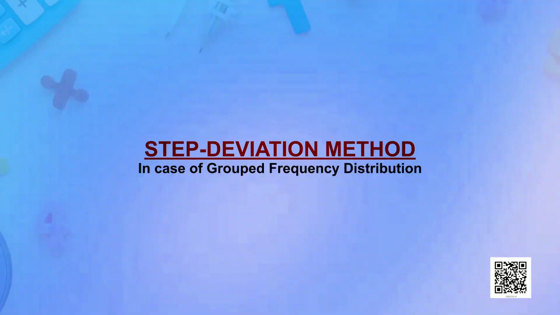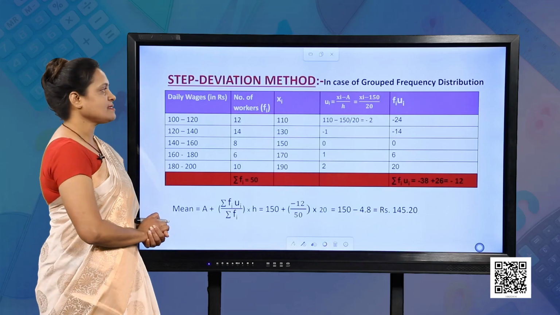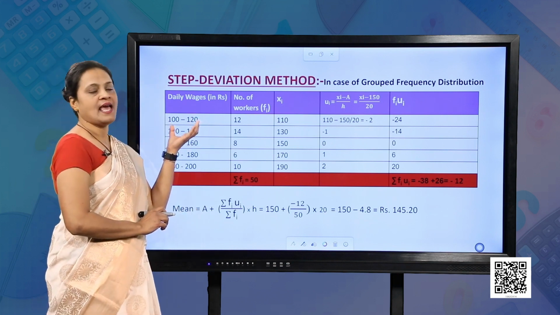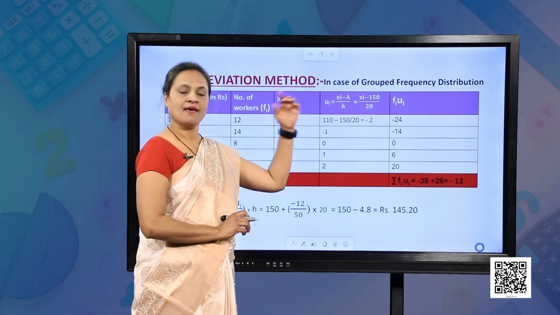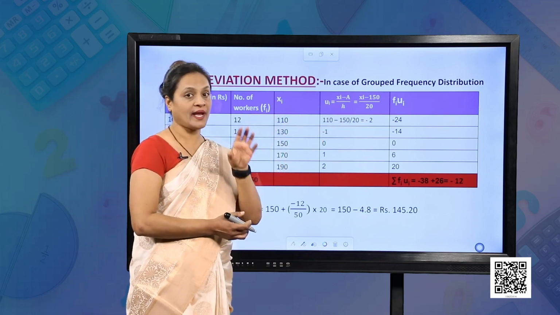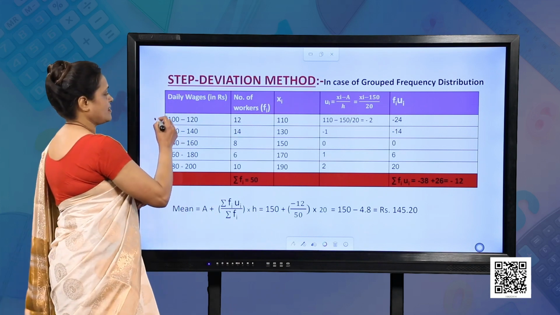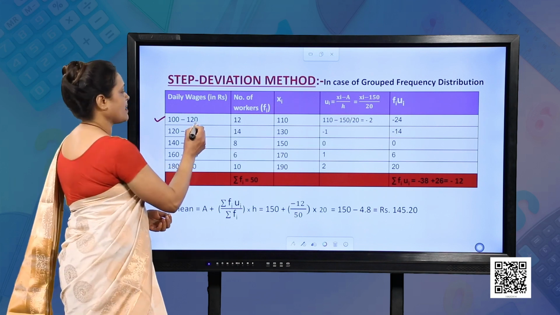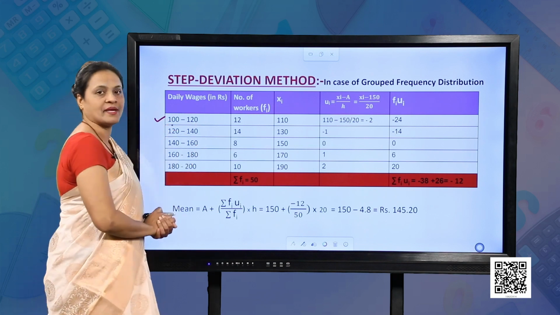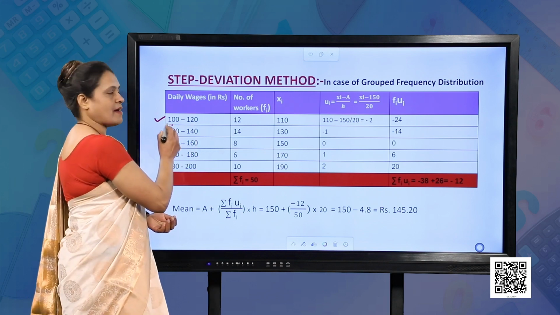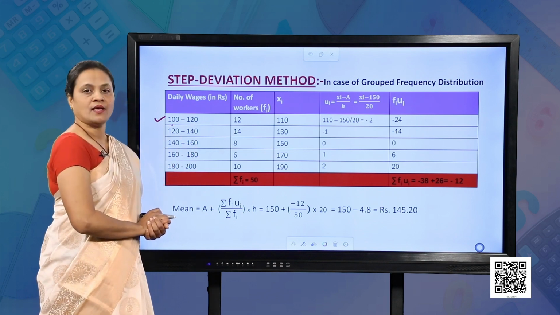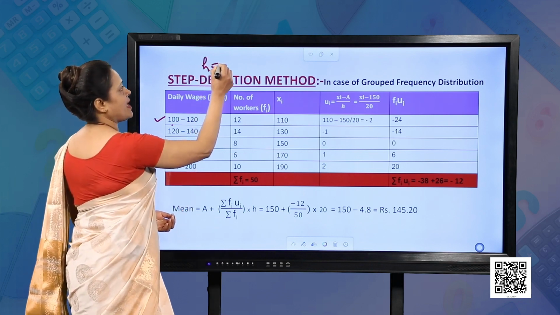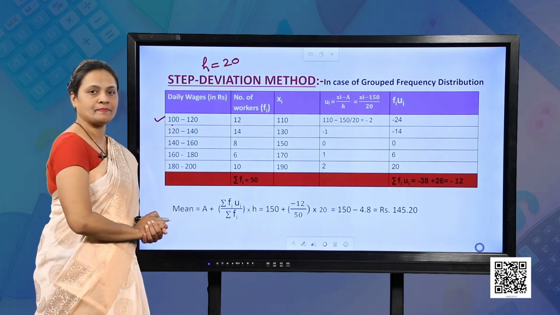Our third method is step deviation method. In this method, we take the class width of each class interval and divide each xi with the class width. So, for this class interval, the class width or class size is upper class limit minus lower class limit, which will be 120 minus 100. It is 20. So, class width is represented by h, and in this case it is 20.